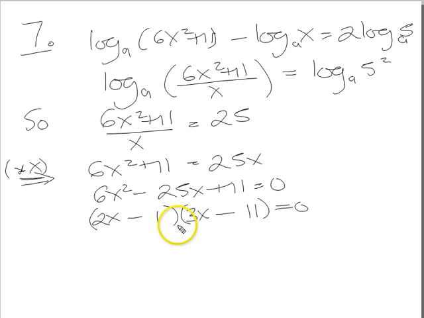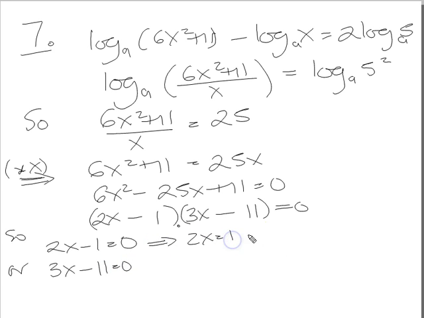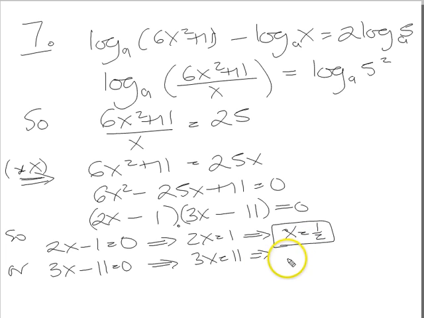So that equals 0 when either 2x minus 1 equals 0, or 3x minus 11 equals 0. This one happens when 2x equals 1 if you move the 1 over. And this one, if you move the 11 over, you get 3x equals 11. Divide by 2 both sides, x equals a half. And this one, divide by 3 both sides, x equals 11 over 3. So that's what we get as our answers for question 7.